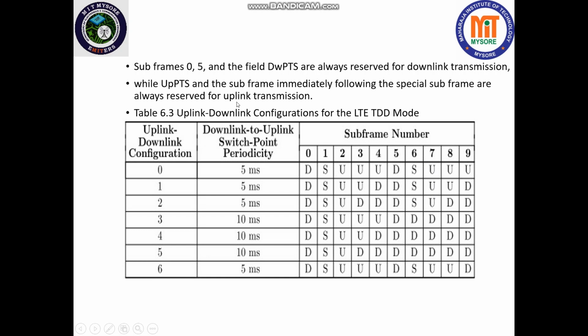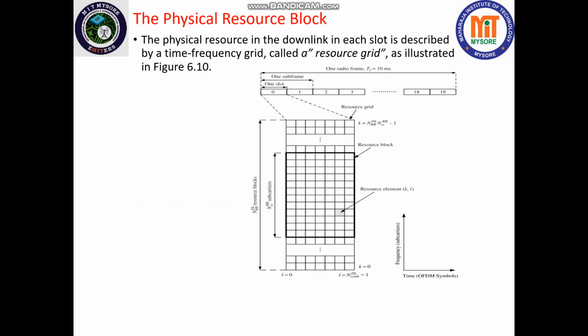This is about the different uplink downlink configurations. Seven different configurations are there, showing whether the frame is configured for downlink, for a special subframe, or for uplink transmission. I hope you have understood this. This completes the downlink frame structures of type 1 and type 2. In the next lecture, we are going to discuss the physical resource block.